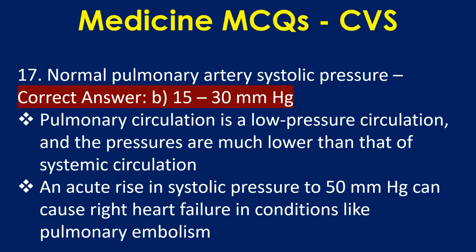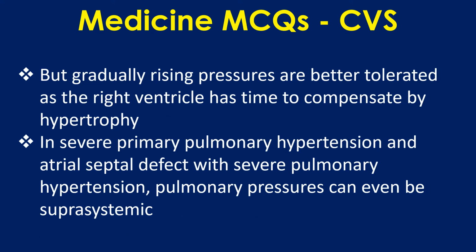Pulmonary circulation is a low pressure circulation and the pressures are much lower than that of systemic circulation. An acute rise in systolic pressure to 50 millimeters of mercury can cause right heart failure in conditions like pulmonary embolism. But gradually rising pressures are better tolerated as the right ventricle has time to compensate by hypertrophy. In severe primary pulmonary hypertension and atrial septal defect with severe pulmonary hypertension, pulmonary pressures can even be suprasystemic.